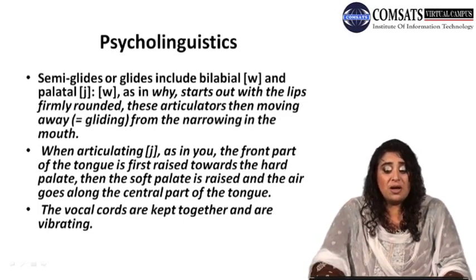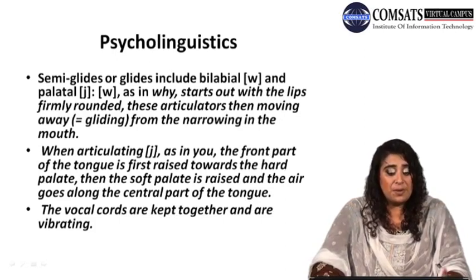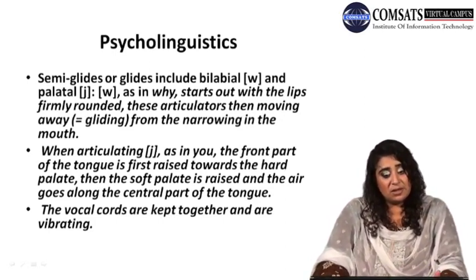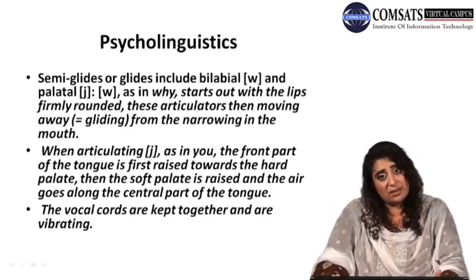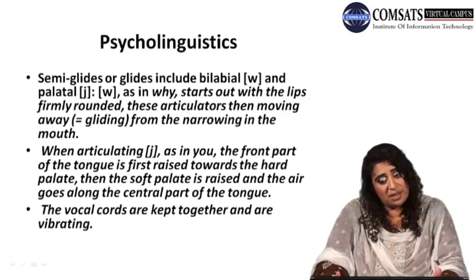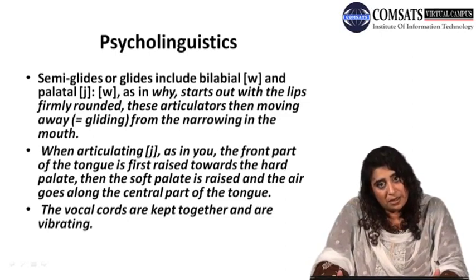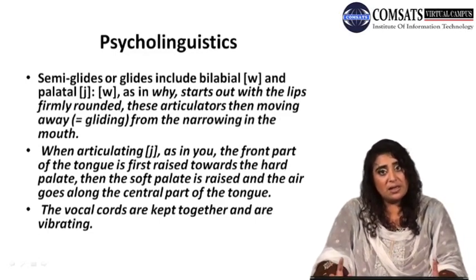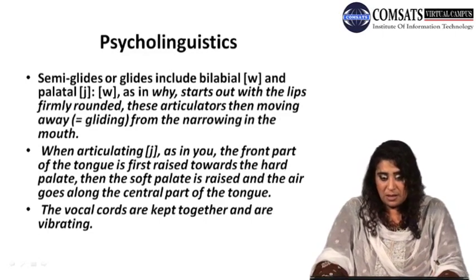The front part of the tongue is first raised towards the hard palate. So you raise the front part of the tongue towards the hard palate, then the soft palate is raised, and the air goes along the central part of the tongue. The air passes through the central part in the middle of the tongue. The vocal cords are kept together and are vibrating. The vocal cords stay together and vibrate.